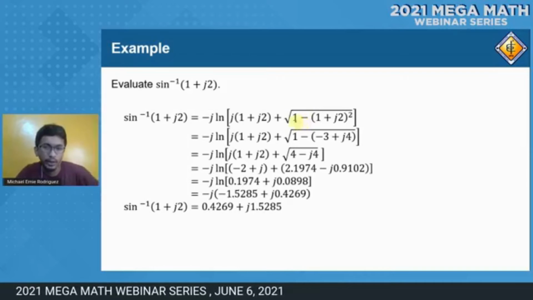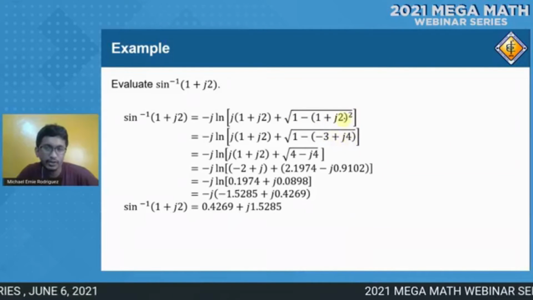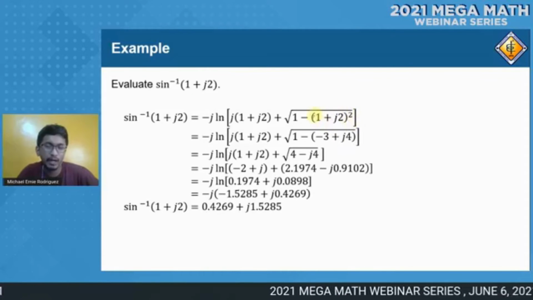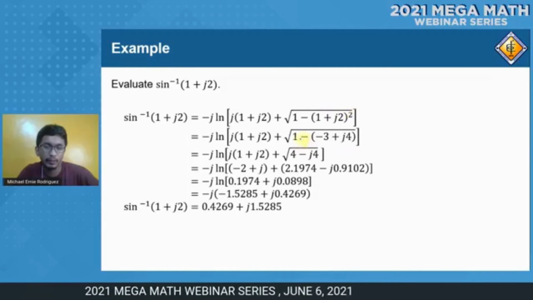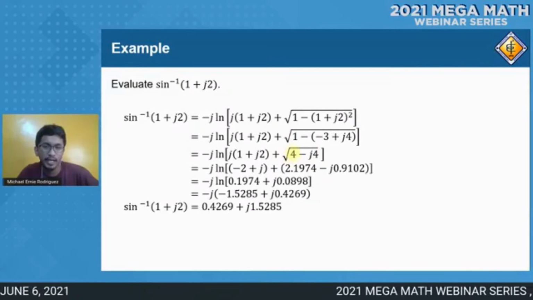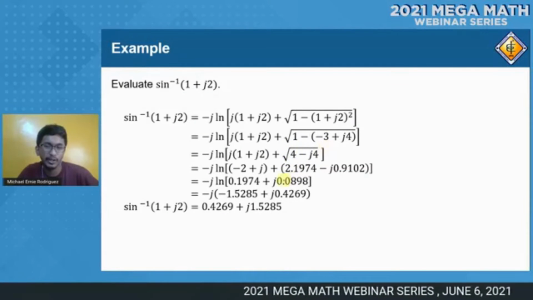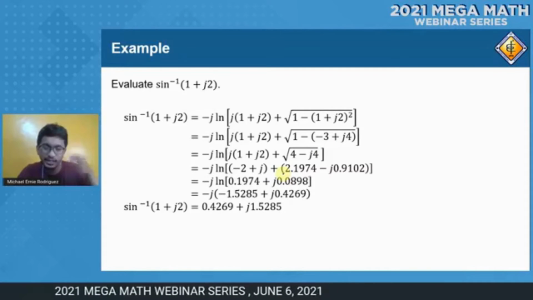Kunin natin itong sa loob muna. So, 1 plus j2 squared is negative 3 plus j4. That is using the concept on powers of complex numbers. And then, operate ang mga arithmetic. And then you have 4 minus j4. And then, square root mo yan, that is roots of complex numbers. So, pinagsama-sama dito yung concepts to solve for arc sine.